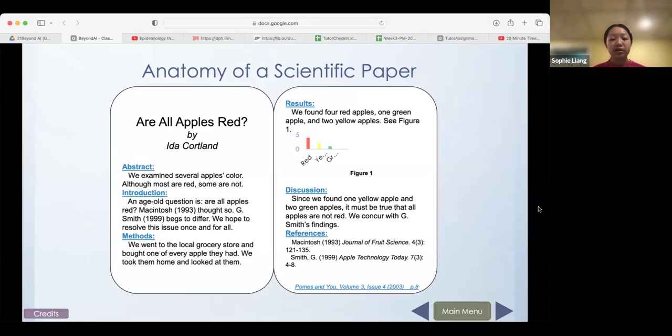Next, there's the introduction. It says, an age-old question is, are all apples red? So that kind of provides a reason or a beginning of a reason of why the scientist Ida Cortland wanted to study this question of are all apples red? Then it says Macintosh, 1993, thought so. G. Smith, 1999, begs to differ. And then it says, we hope to resolve this issue once and for all.